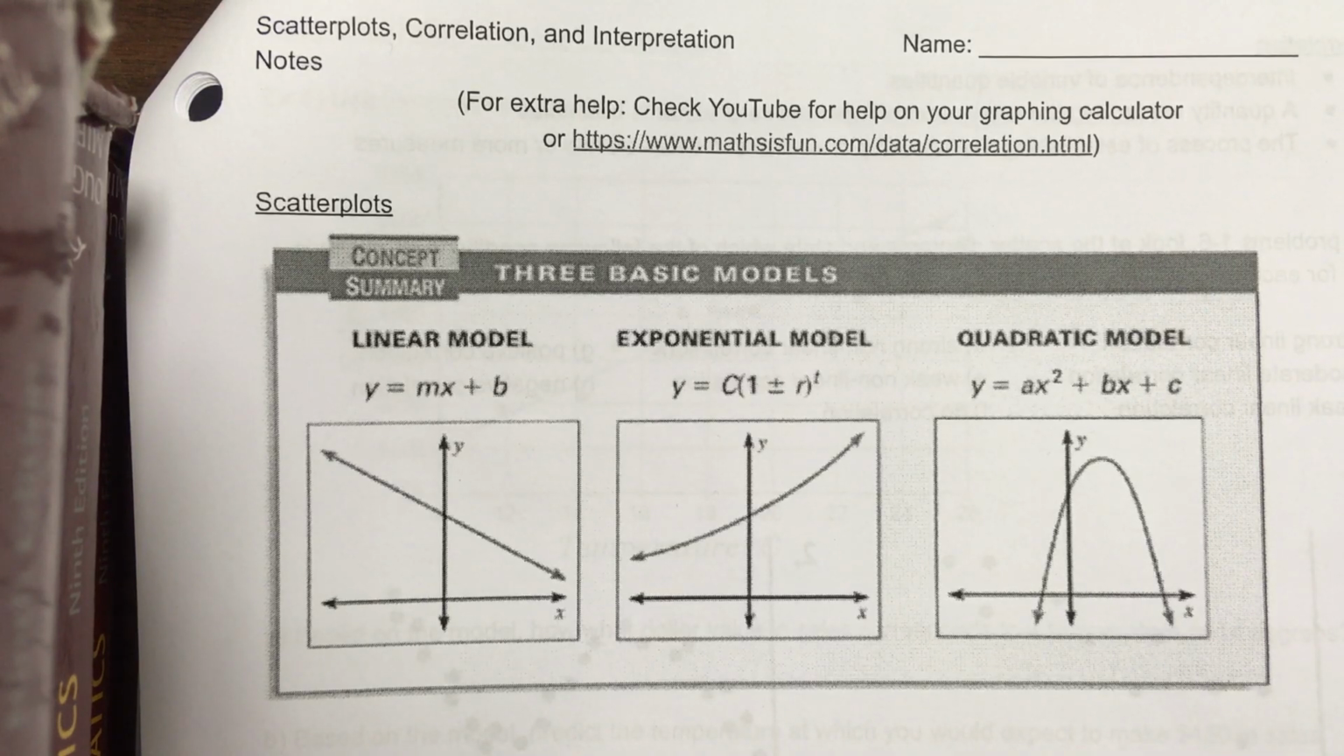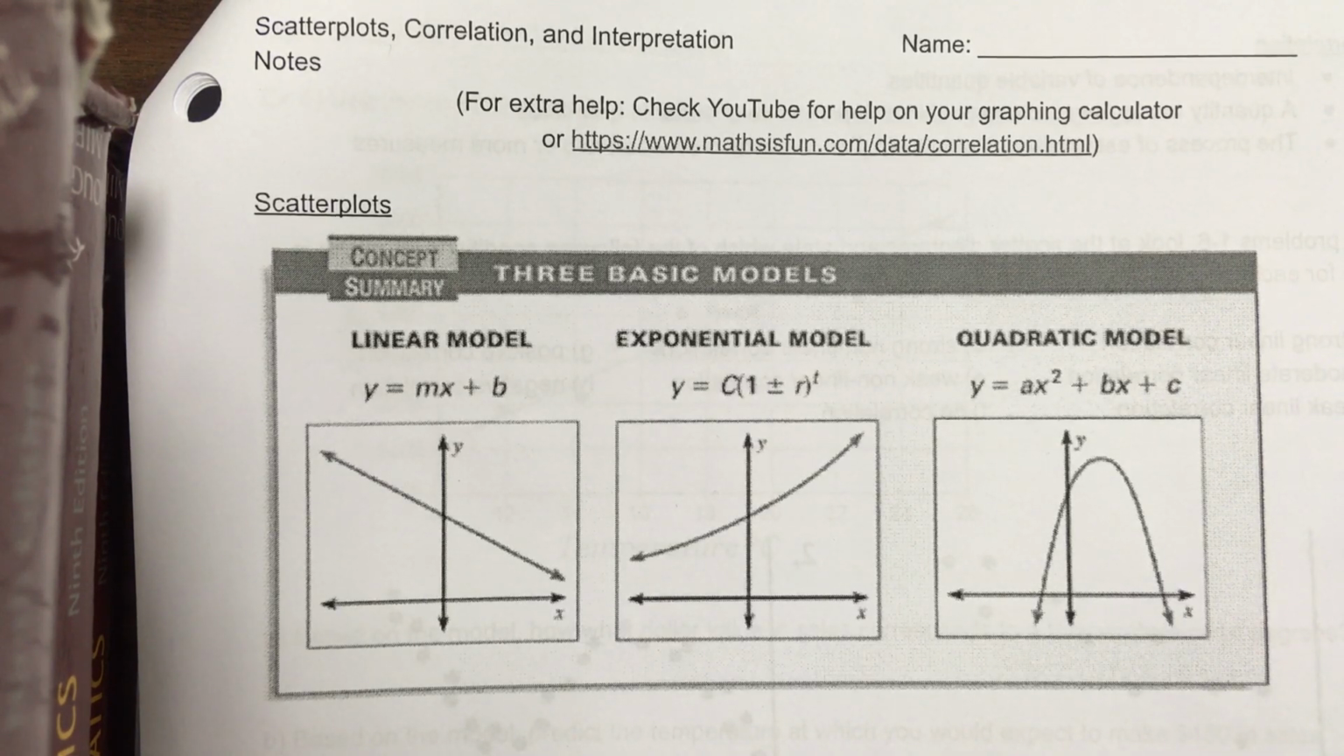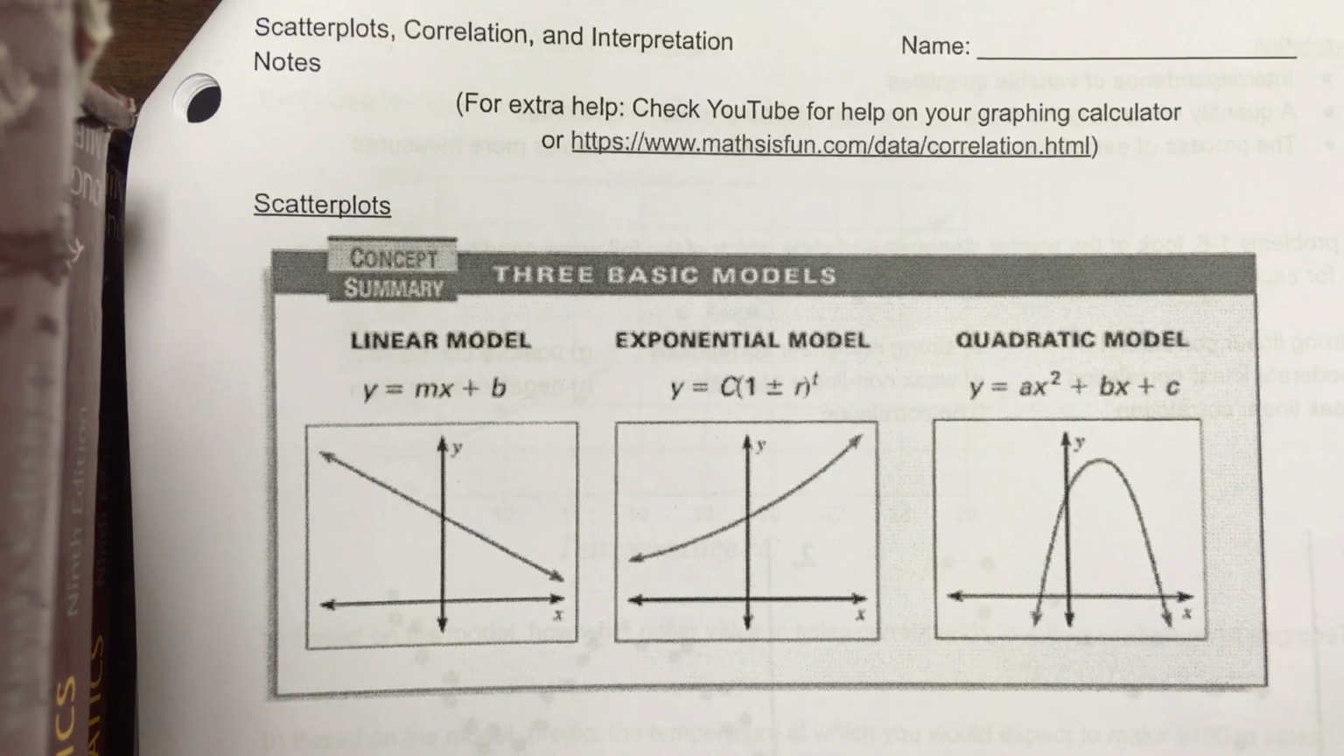Today we're going to talk about scatterplots, correlation, and interpretation of scatterplots and correlation. We're on page 43 in your notes packet, and the first thing that we see is a little review of some models that we can use to sort of relate data.